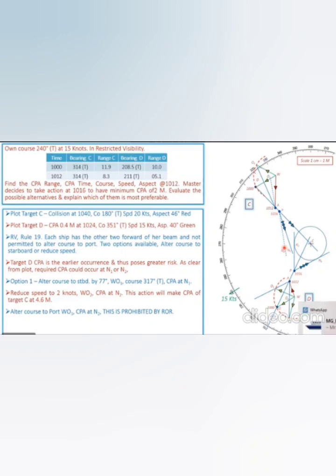So we have now seen that this is the second option which is available to us. Reduction of speed. If we reduce the speed to 2 knots, both the ships will have a minimum CPA of 2 nautical miles. So any doubts up to here? With a third option which can be picked up from this diagram.